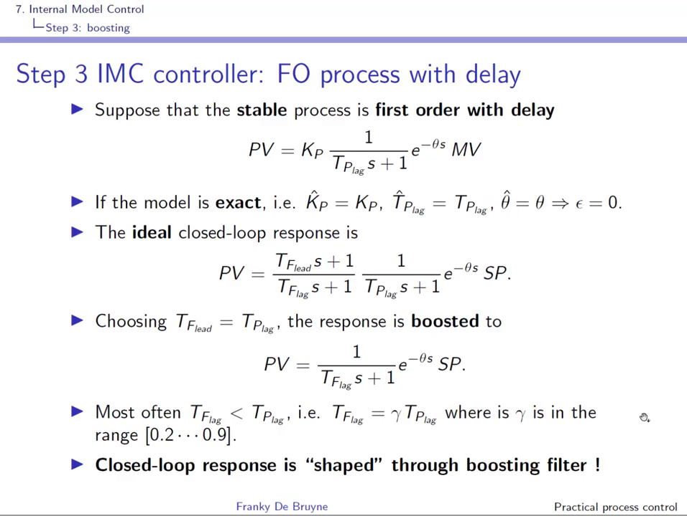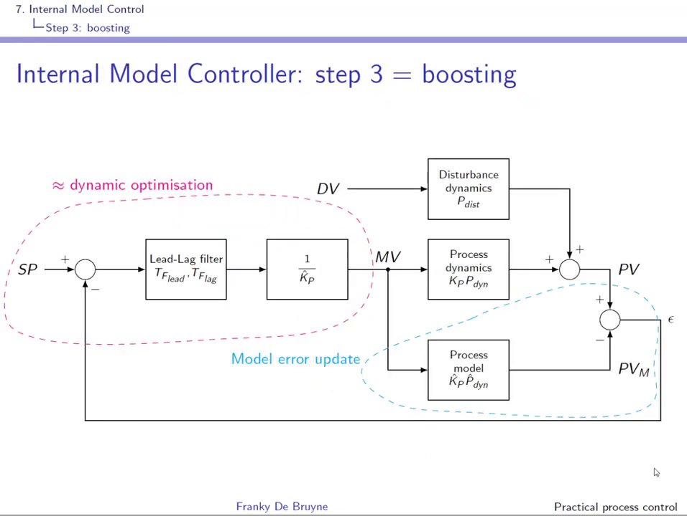Let us have a look at the tuning of this lead lag filter, so the choice of the lead and lag time constants. We'll do this for a stable process that is a Broida process, so a first order with delay as given over here, and we'll assume that the model is exact, right? So kp hat is equal to kp and so forth. And of course, if the model is exact, the model error epsilon will be 0.